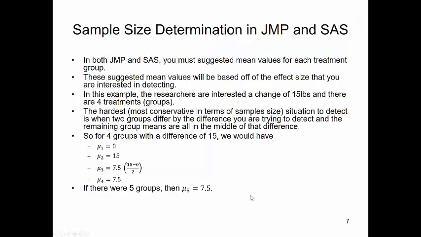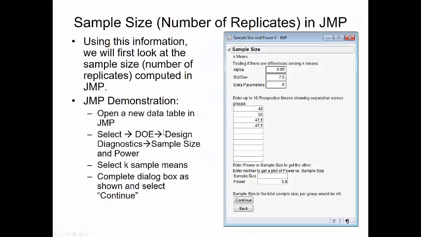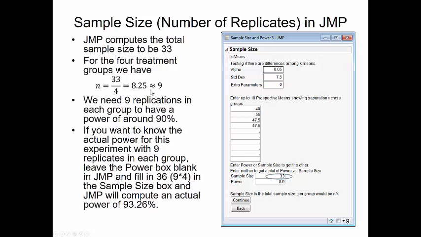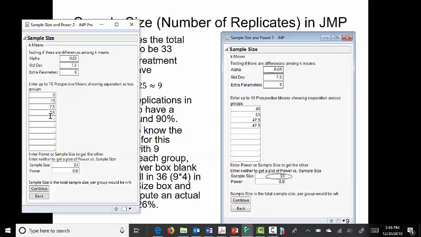So if we go back here, again, this is all set up. We could use about 8.25. So we said if we have 9 in each group, we could use that. And so I'm going to say that we do have 9 in each group, that we actually decided to do 9. If I get rid of power here and hit continue, then it'll tell me that my power is up to 93%. That should make sense, right? Because I'm using more replicates than what it suggested to begin with.